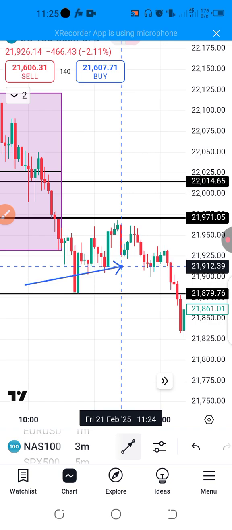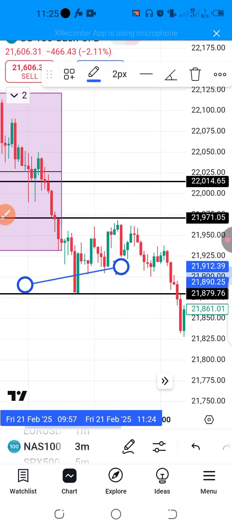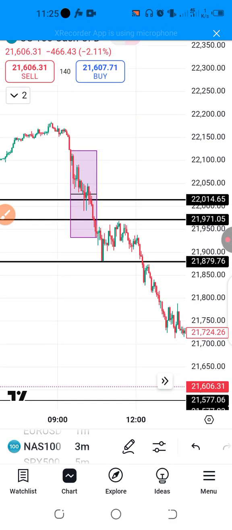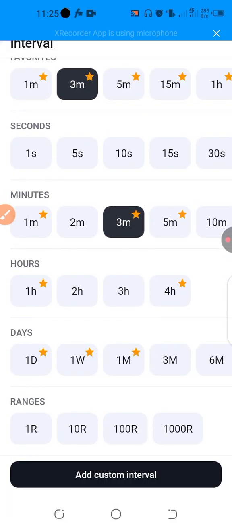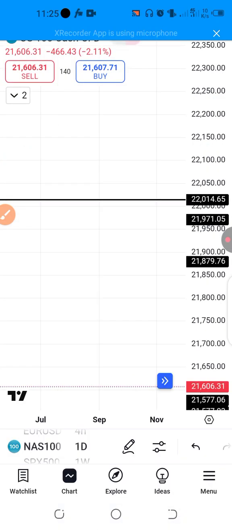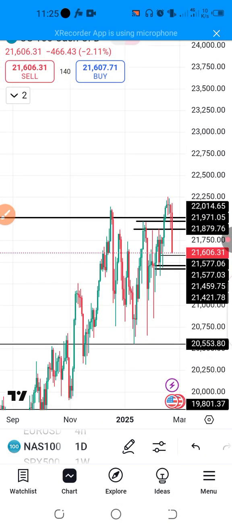So I think my bias currently for Nasdaq specifically, my bias for the week is for price to continue going.